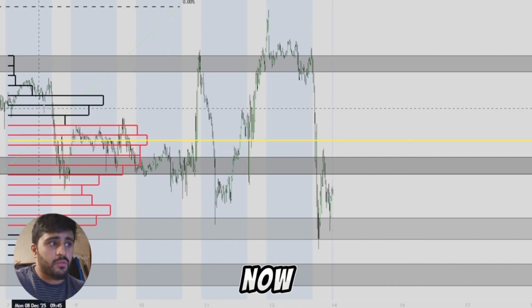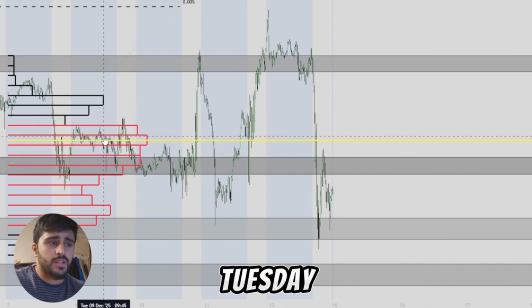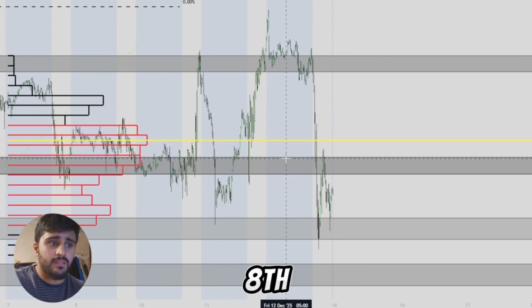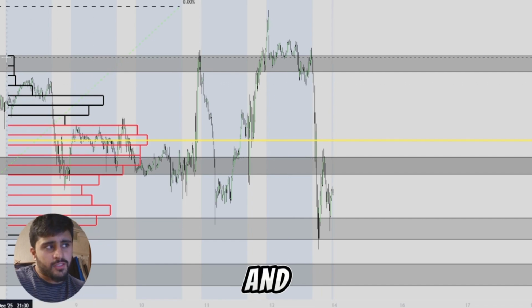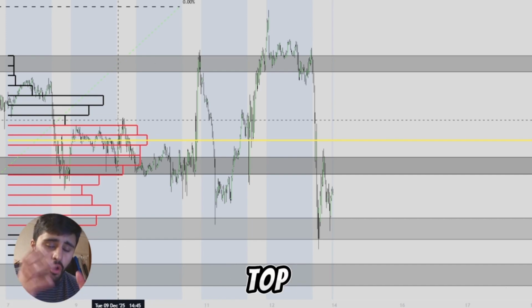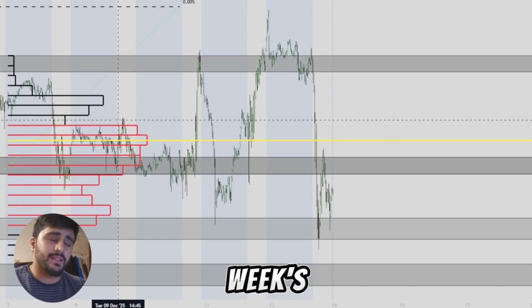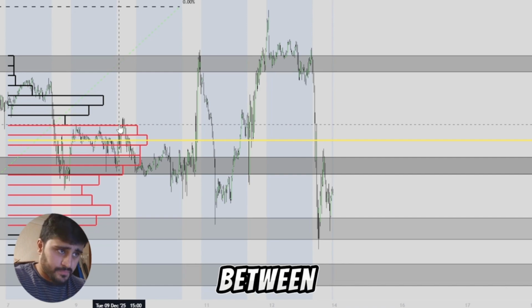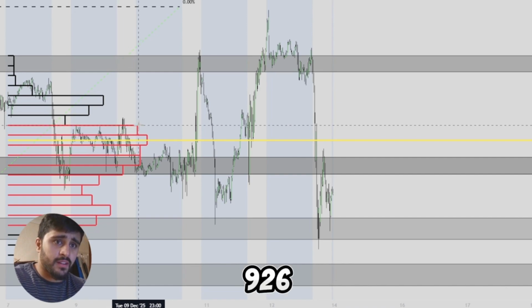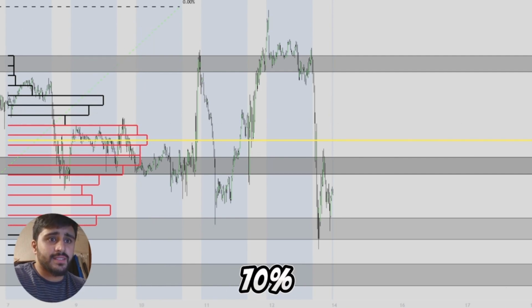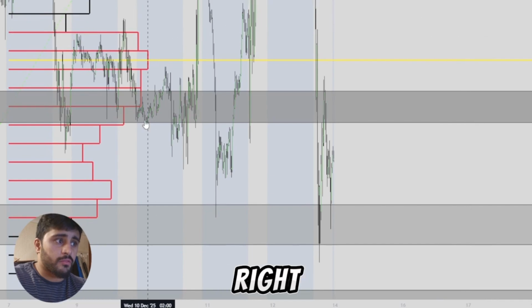So this was Monday the 8th, Tuesday, Wednesday, Thursday, and Friday, all the way to the following Monday. So this was the week of the 8th to the 12th, right? What this shows you here is the volume profile, which is the top 70% of that week's volume. Where were 70% of the transactions? 70% of the transactions for this week were between this price, 6,926, down to about 6,875. So this is 70% of the volume right here.